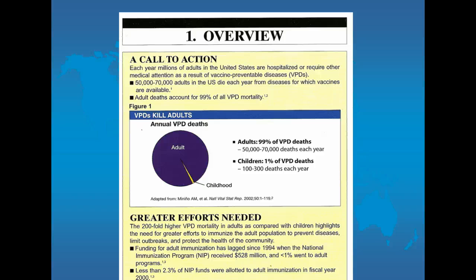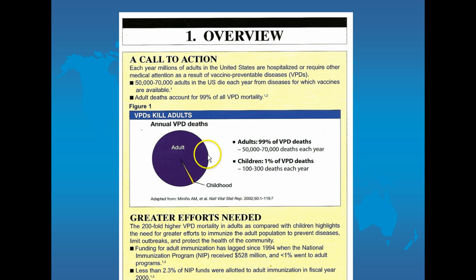This is a conference I went to a couple of years ago, and basically it's a call to action to take a look at the fact that a lot of adults are dying. Each year, millions of adults in the United States are hospitalized or require other medical attention as a result of vaccine-preventable diseases. I just want you to have an appreciation of this. 50 to 70,000 adults in the U.S. die each year from diseases for which vaccines are already available. So adult deaths account for 99% of vaccine-preventable mortality.